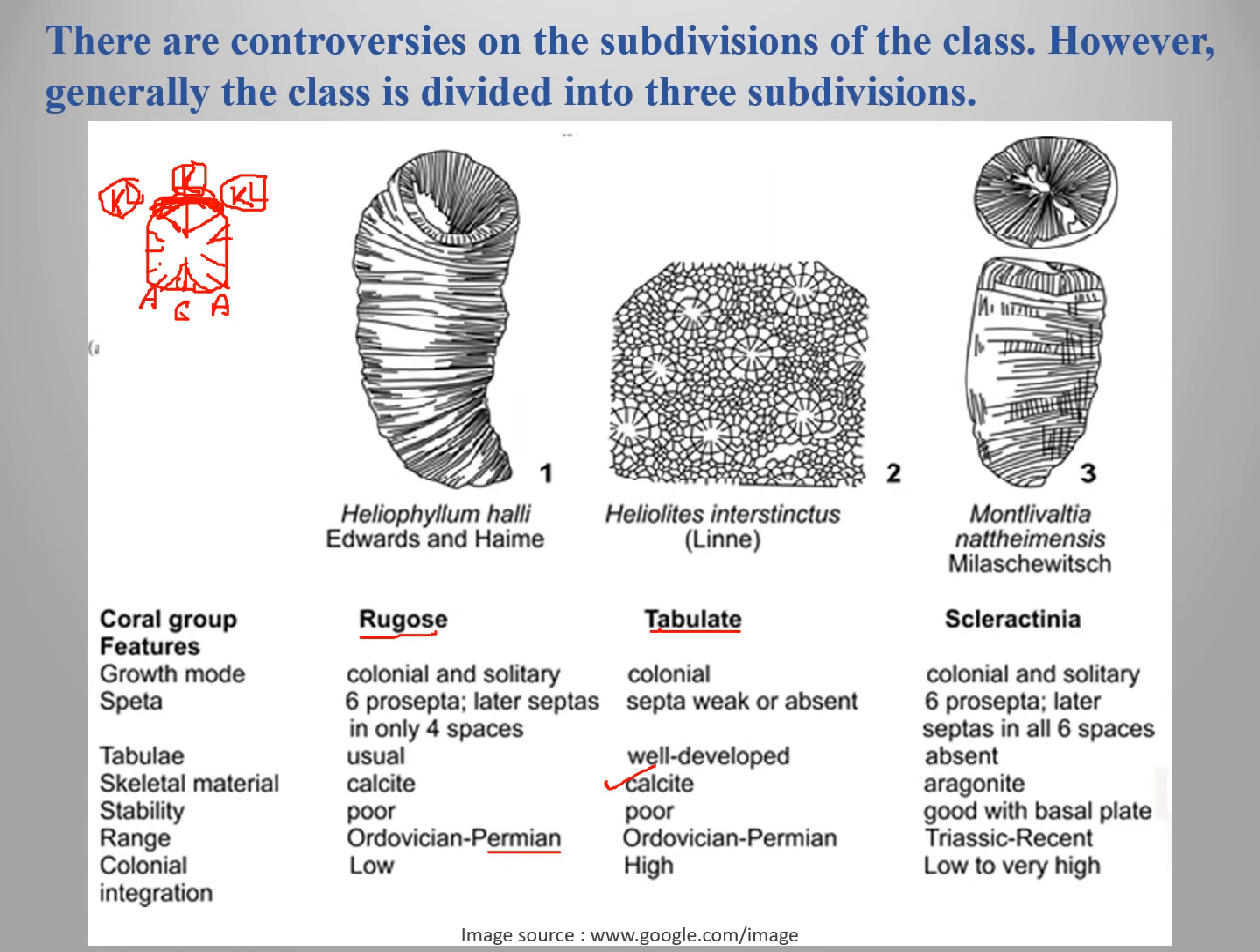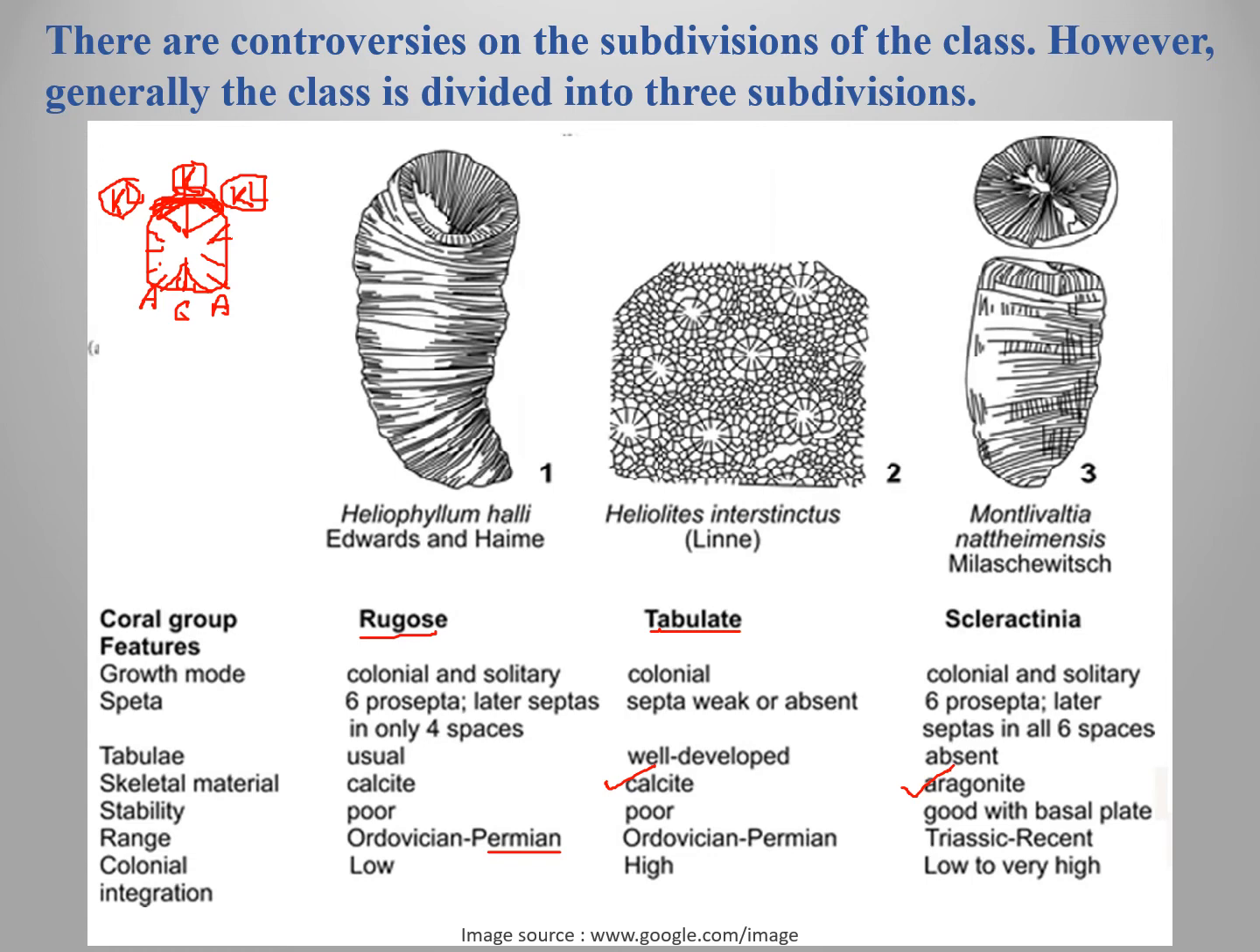And the last type, which is found in the present day also, is the scleractinia corals. These scleractinia corals first appeared in the Triassic time after the Permo-Triassic mass extinction, and to date the relatives of scleractinia corals are found in nature. The shell material or the skeletal material of this type of coral is made up of aragonite. Here, the scleractinia corals are very much porous.